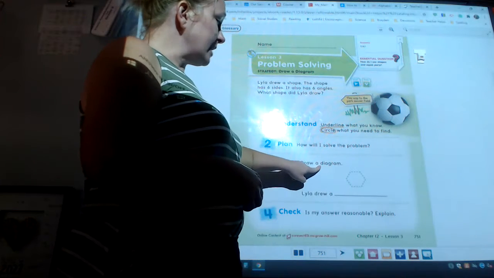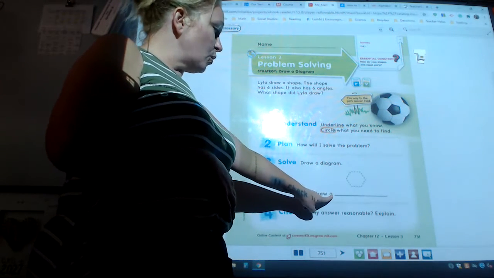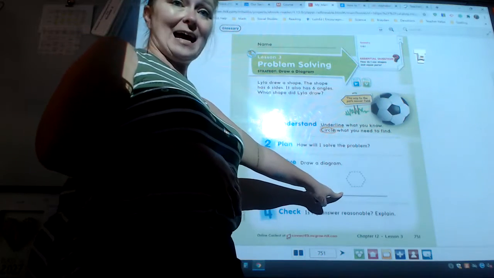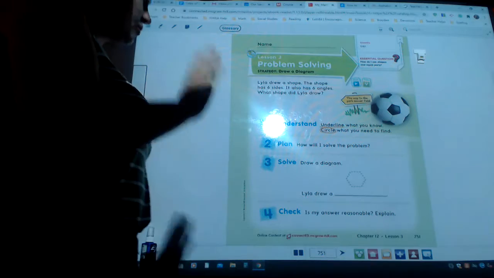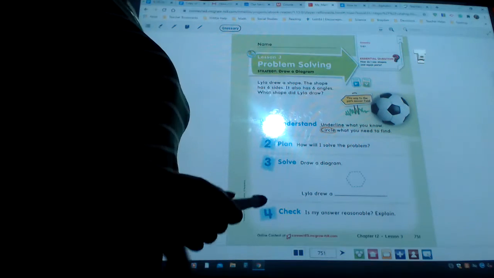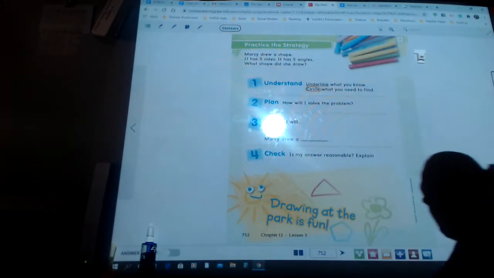So it says to draw a diagram. So this person drew their diagram of a hexagon. And so Lila drew a hexagon. So the word hexagon should be written on that line. Okay? So this is just a page that is an example. So let's go ahead and turn to page 752. And let's do this together.